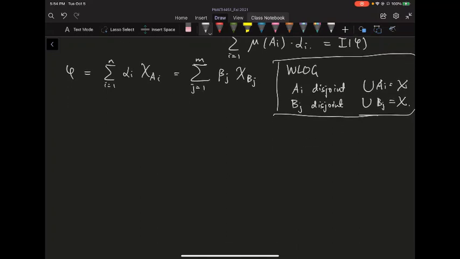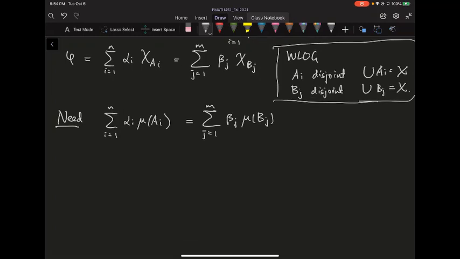We can make this assumption. So what I need is to show that I of phi doesn't depend on this rearranging of A and B, basically. I need to show the following. If I define I of phi using the first way, which should give me the summation of alpha_i mu of A_i, i going from 1 to n, that should be equal to how we define the second way, the summation of beta_j mu of B_j. If I can show they are the same, then I'm done.